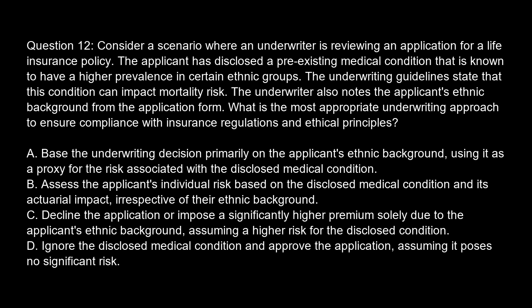Option A. Base the underwriting decision primarily on the applicant's ethnic background, using it as a proxy for the risk associated with the disclosed medical condition. Option B. Assess the applicant's individual risk based on the disclosed medical condition and its actuarial impact, irrespective of their ethnic background. Option C. Decline the application or impose a significantly higher premium solely due to the applicant's ethnic background, assuming a higher risk for the disclosed condition. Option D. Ignore the disclosed medical condition and approve the application, assuming it poses no significant risk.